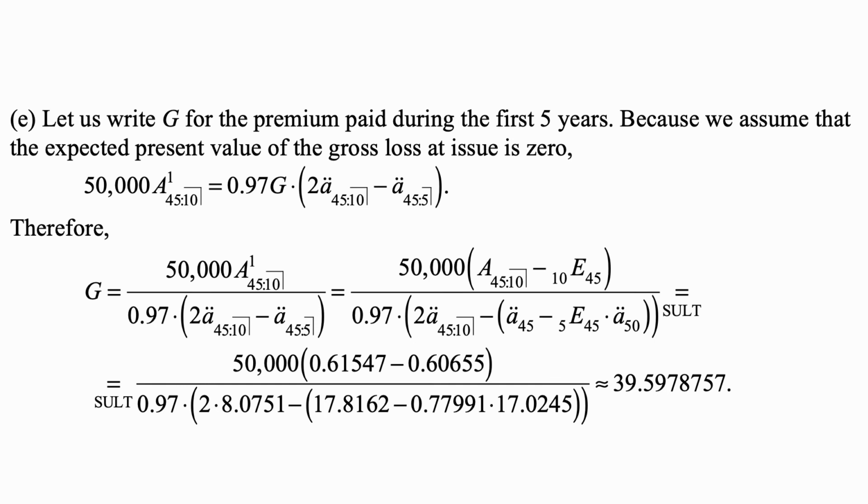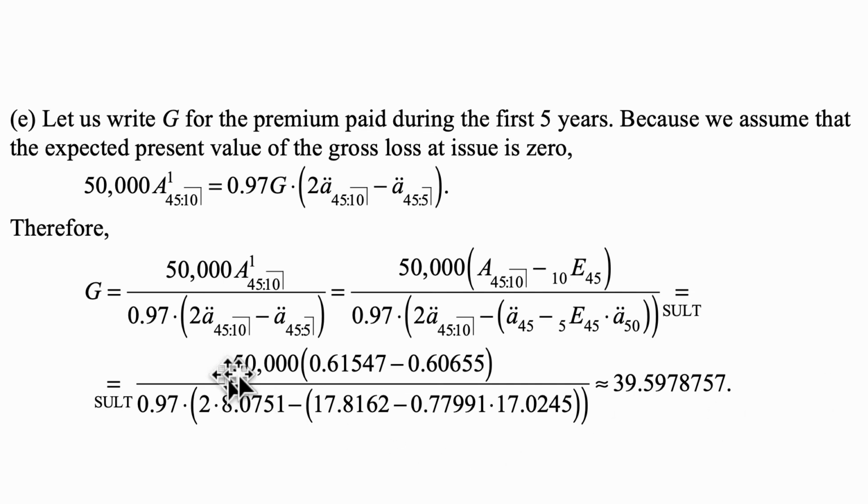And that's because the premium in the first 5 years is half of what it is in the last years. That's the expression for that. So it's really G the first 5 years and 2G after that. And therefore G is equal to 50,000 A45 colon angle 10 1 above the 45 over 0.97 times 2A double dot 45 colon angle 10 minus A double dot 45 colon angle 5.